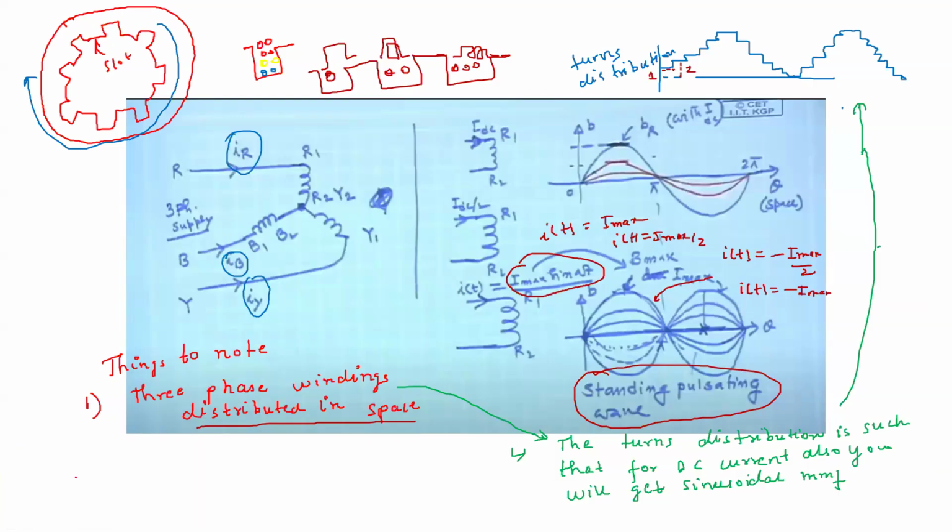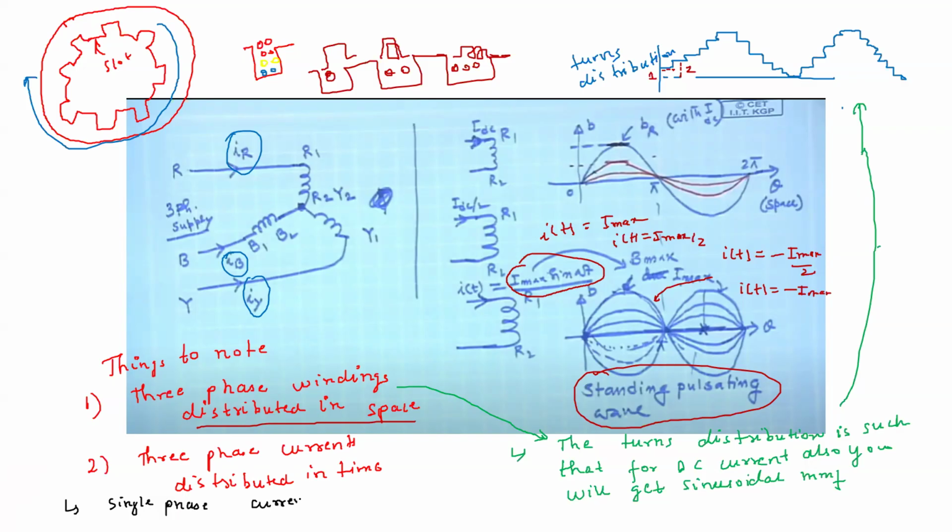Okay, so now what we will do is, to these three phase windings distributed in space, suppose you give three phase currents distributed in time, then what happens? In that earlier question, I'm not going there, but in the earlier question, they gave single phase current to all three phases.